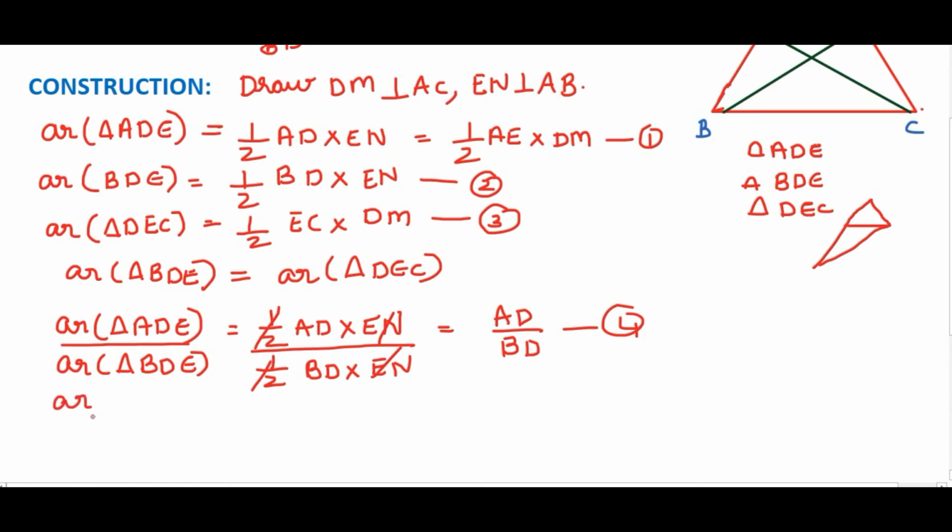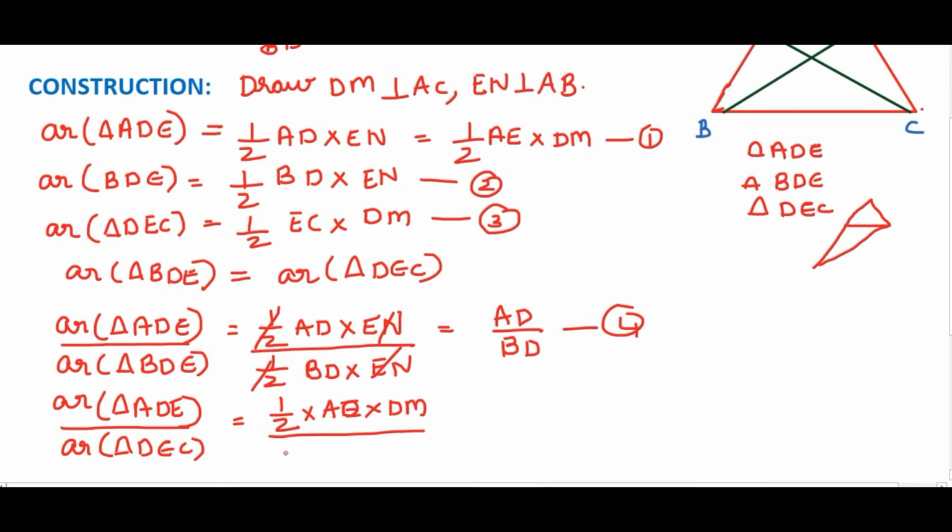In the same way, I can divide the first equation and the third equation. So area of triangle ADE divided by area of triangle DEC is equal to half into AE into DM divided by half into EC into DM. This will get cancelled. I have AE by EC.